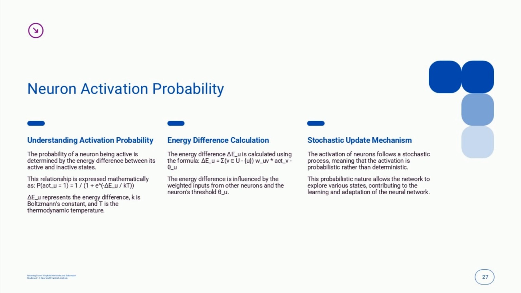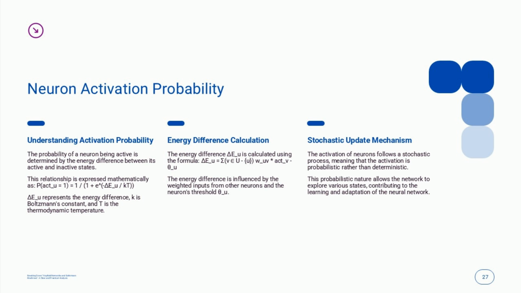Stochastic updates. Now imagine you're reviewing your team's workload. Instead of assigning tasks all at once, you decide one task at a time. Sometimes you give a tough task to someone to see how they handle it. This randomness, or stochastic nature, allows you to discover talents or solutions you didn't know were there. Similarly, neurons in the Boltzmann machine get activated not deterministically, but probabilistically, enabling them to explore states beyond the obvious.